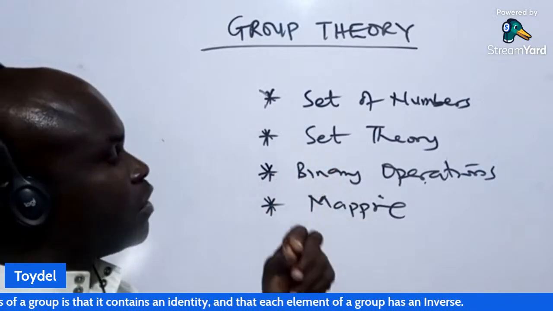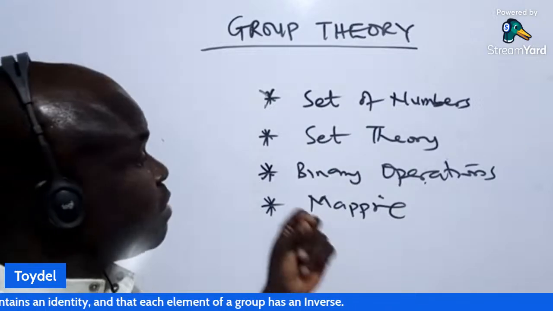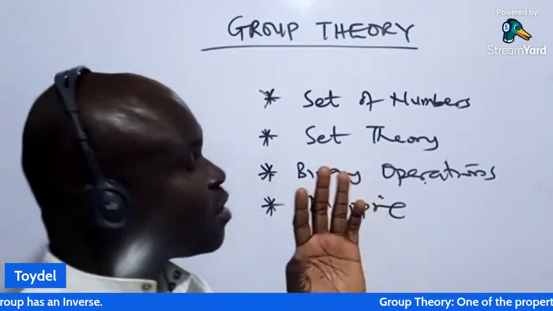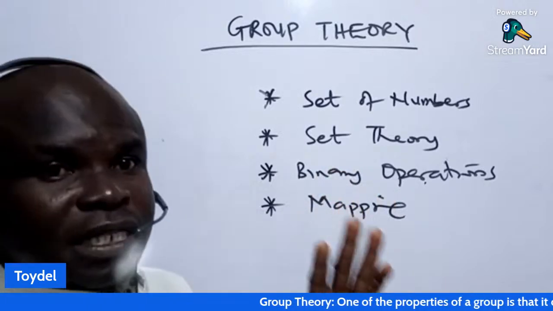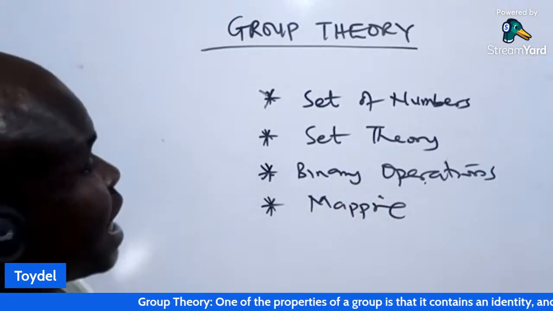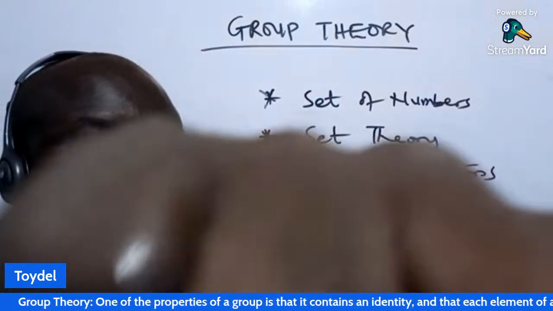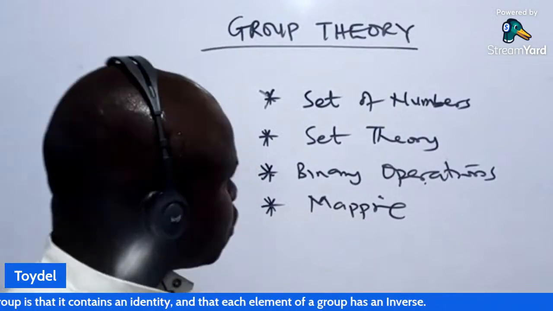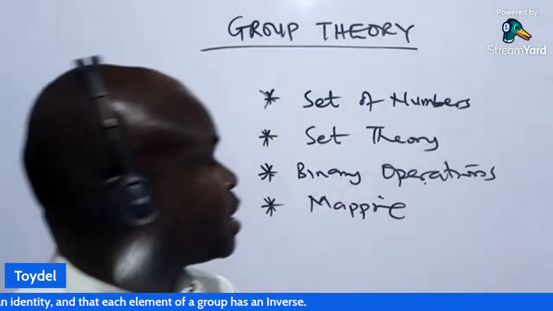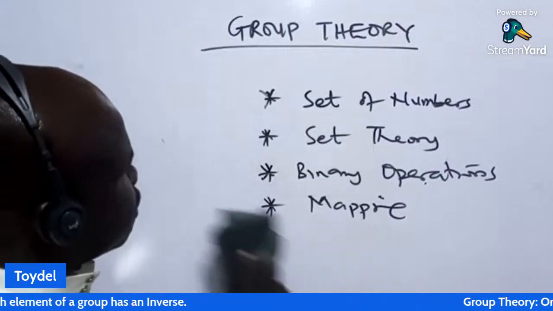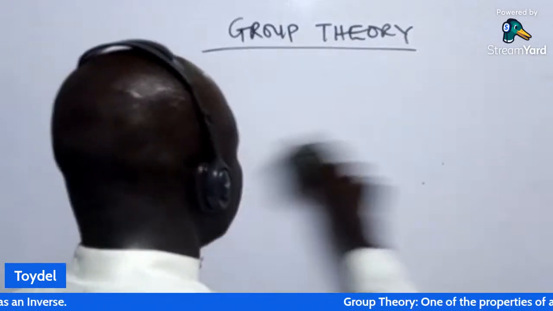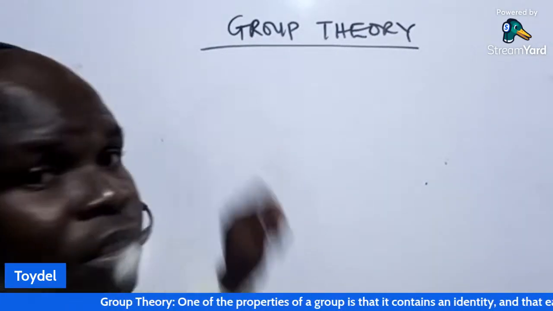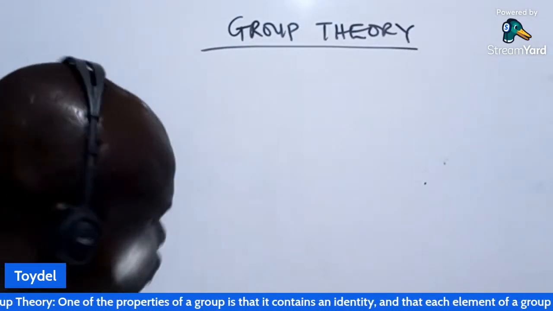Set theory, we know that we denote a set with capital letters, an element of a set with small letter. Under binary operation, there are 6 properties that we discuss, and those 6 properties are important and necessary for us to be able to understand the concept of group theory. Then mapping will also help us as we proceed in this topic. So I have videos on all these concepts. Try and go through the videos, and that will serve as the foundation to this concept, group theory.